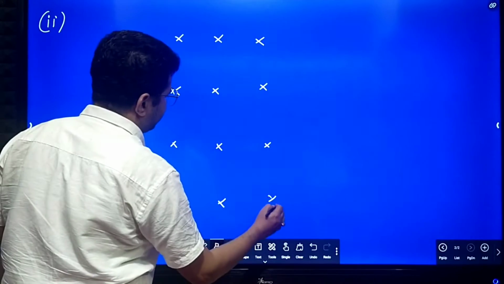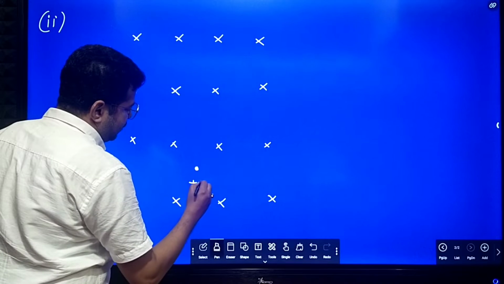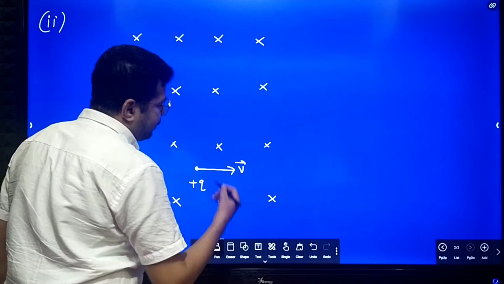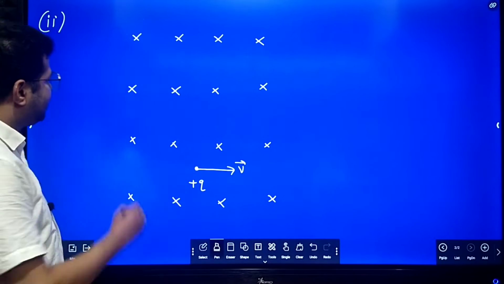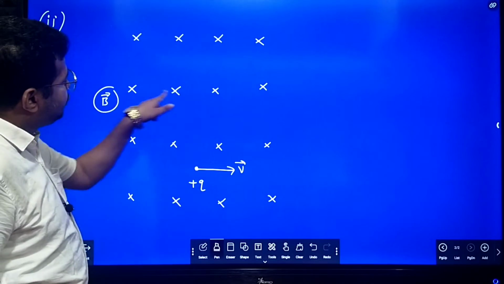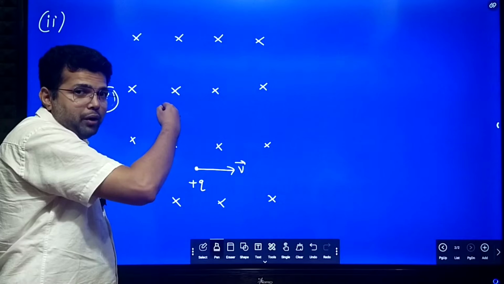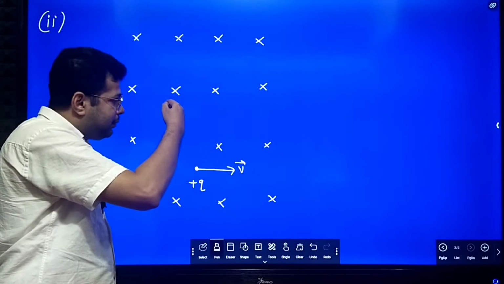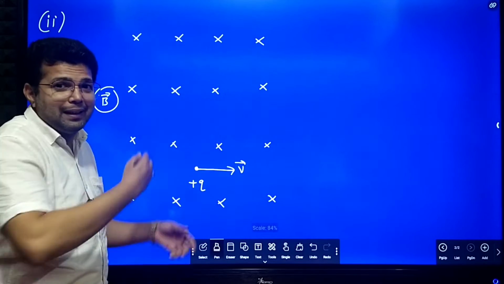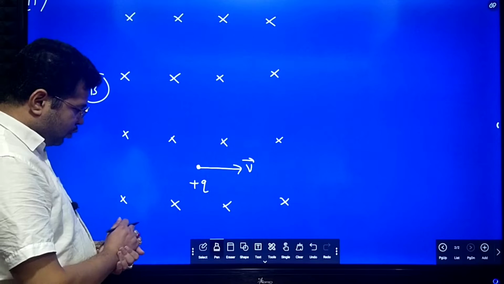Now let us suppose that there is a positive charge here, plus q, which is moving in a direction perpendicular to the magnetic field. Now if I have put into symbol means what? Magnetic field is into the plane of the board or into the plane of the paper. Velocity is in this direction. What is the angle between magnetic field and velocity? 90 degree.